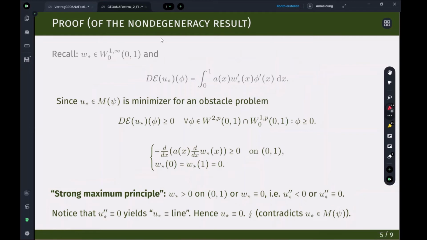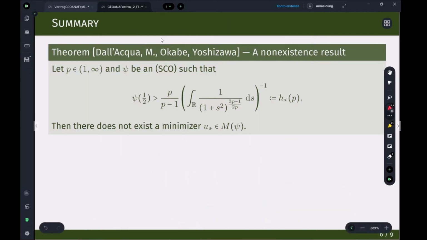So I have now two possibilities. Either u star prime prime is less than 0, the case which I wanted, or u star prime prime is identically equal to 0. But if it's identically equal to 0, then u star must be a line, and therefore u star must be identically equal to 0 because of the fixed boundary values. This is not happening because u star needs to lie above the obstacle, so that is impossible. Okay, so this was the proof there.